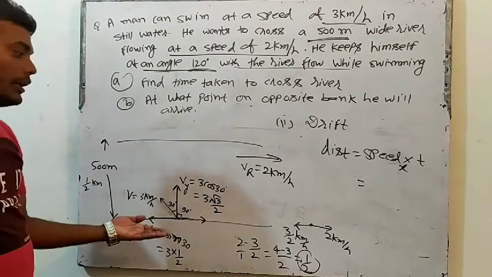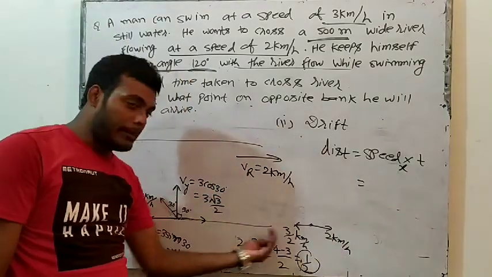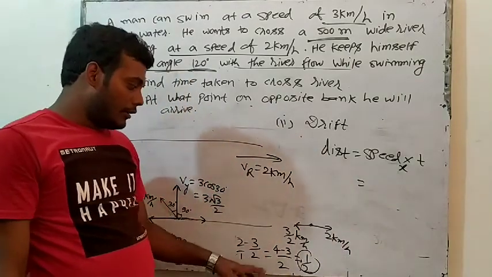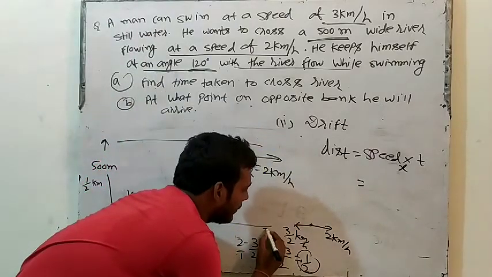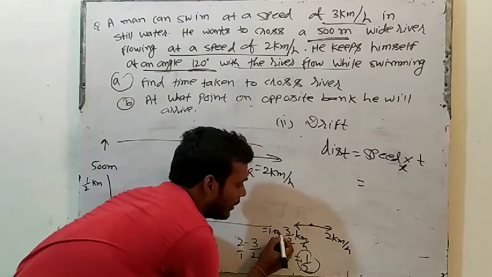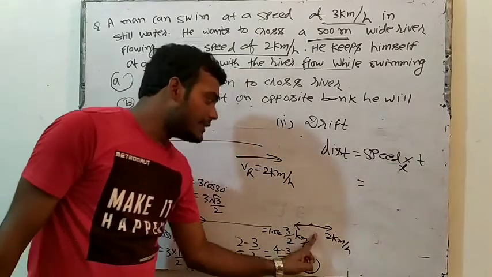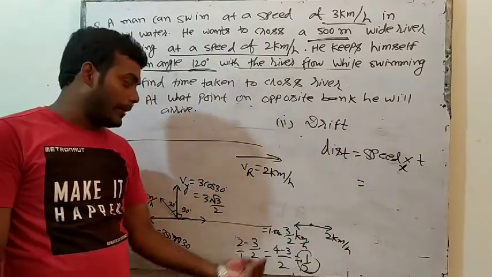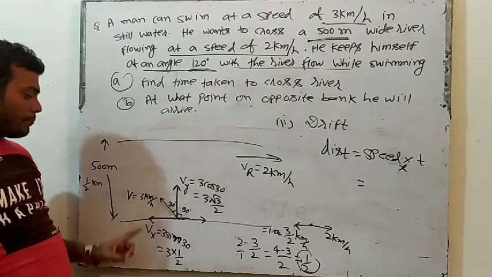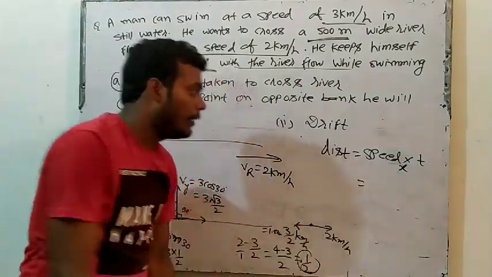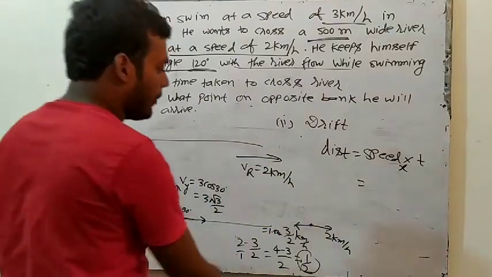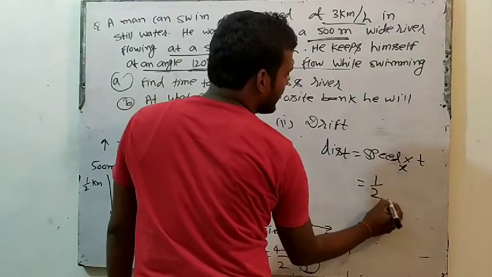Net speed will be how much? 2 km per hour in this direction, 3 by 2 in this direction. So 2 minus 3 by 2. 3 by 2 means 1.5 km per hour. In this direction the river is flowing with 2 km per hour, and in this direction the man is going with 1.5. So 2 minus 1.5 is 0.5, that means 1 by 2. So speed in x direction is 1 by 2.